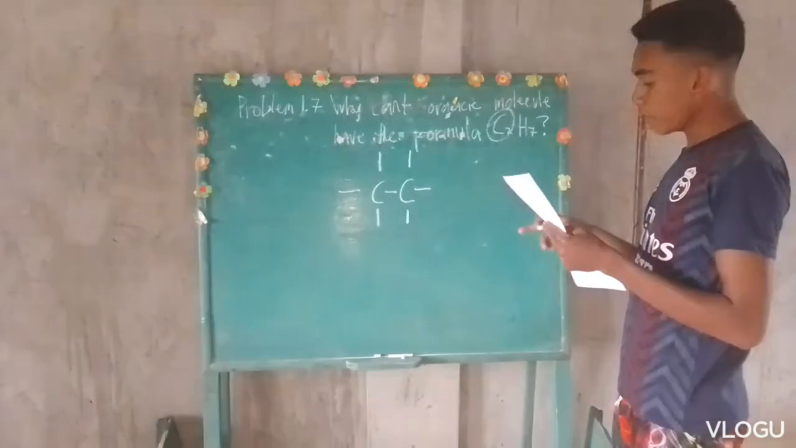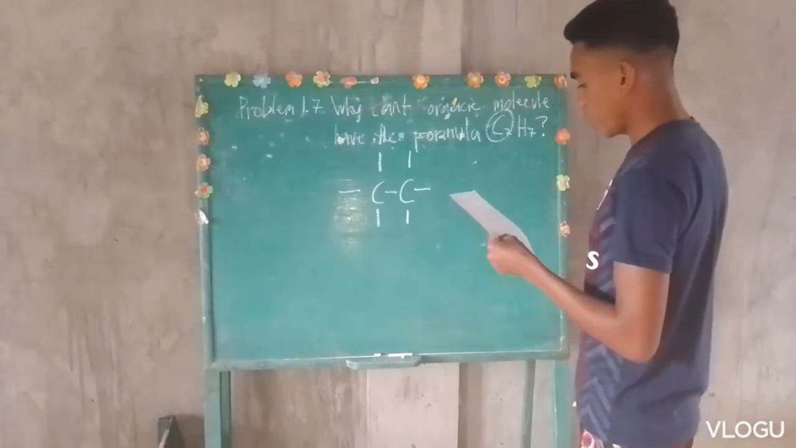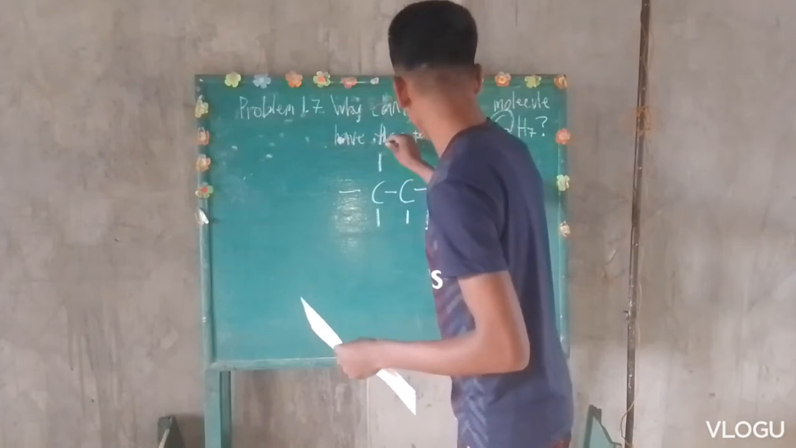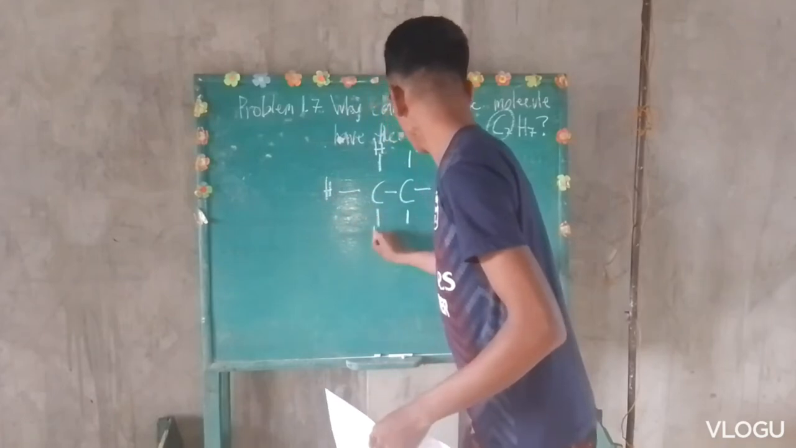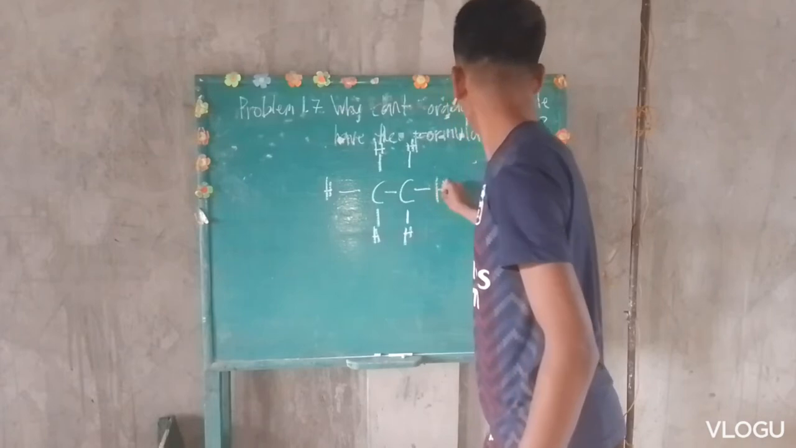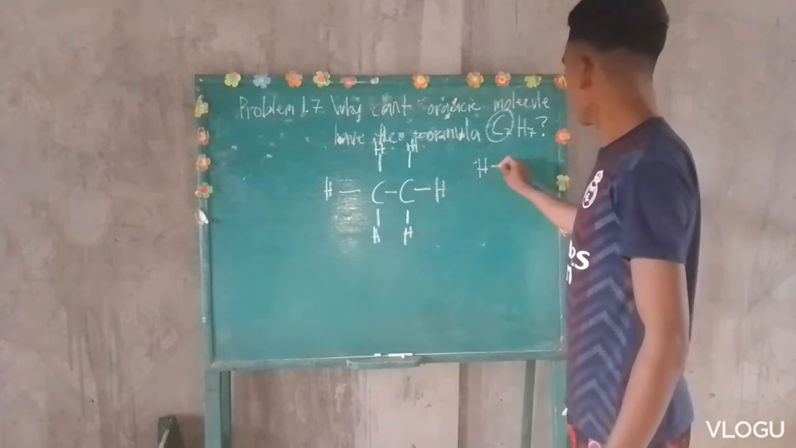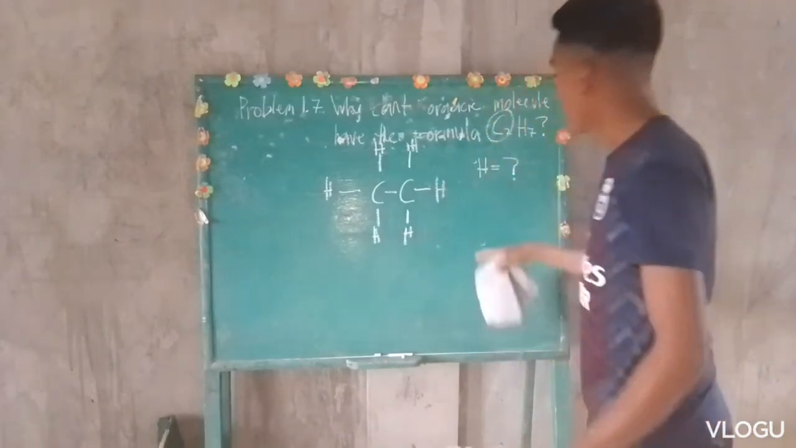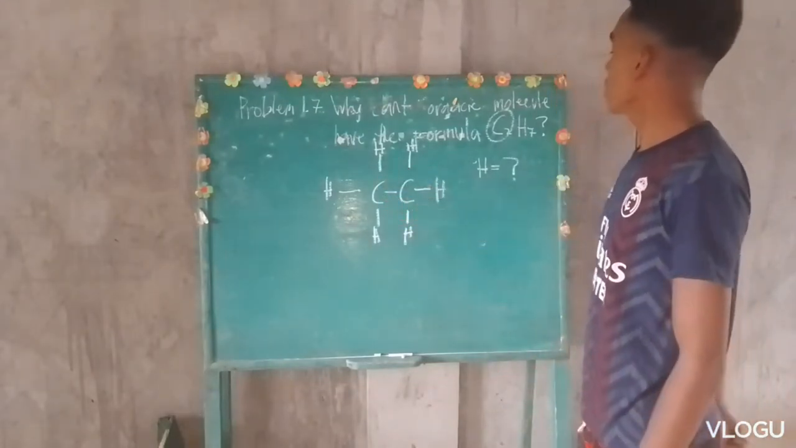And these 3 valence electrons per carbon atom will be utilized by hydrogen. So the valence electrons left will be utilized by 7 hydrogen. 1, 2, 3, 4, 5, 6. So there is 1 hydrogen left. So that's why we can't use this formula, because there are only 6 hydrogens in a carbon-carbon single bond.